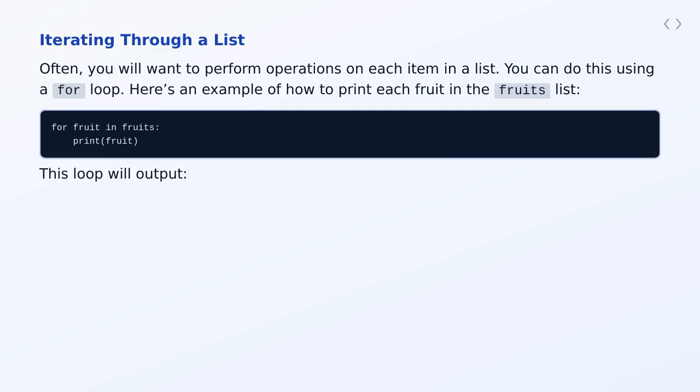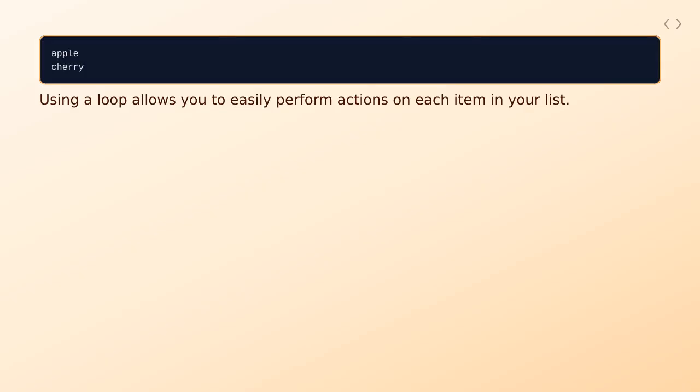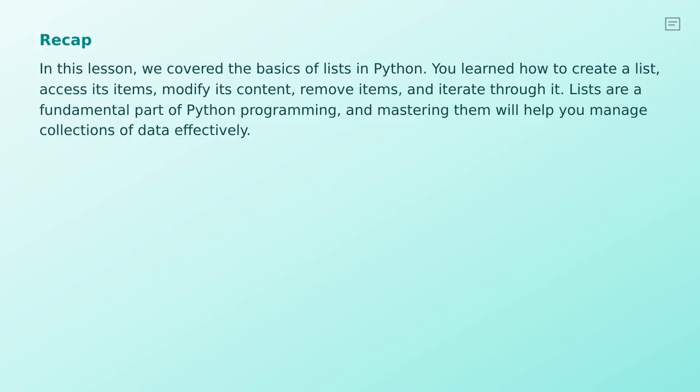This loop will output the following. I'll let you read the examples on screen rather than reading every line aloud. Using a loop allows you to easily perform actions on each item in your list. In this lesson, we covered the basics of lists in Python. You learned how to create a list, access its items, modify its content, remove items, and iterate through it. Lists are a fundamental part of Python programming, and mastering them will help you manage collections of data effectively.